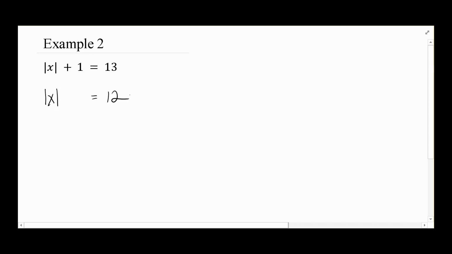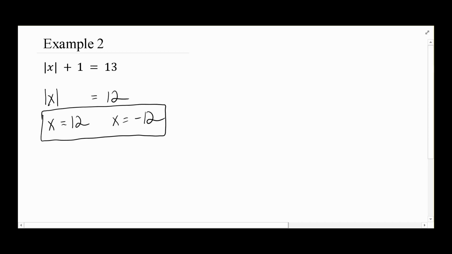We're going to ask ourselves again, do we have an absolute value by itself on one side? Yes. Is the other side a non-negative number? Yes. So can we use the absolute value property? Yes. Because we can use the absolute value property, now we can go ahead and say the stuff inside the absolute value is either equal to the positive stuff or the negative stuff. And there's our answer to this example.